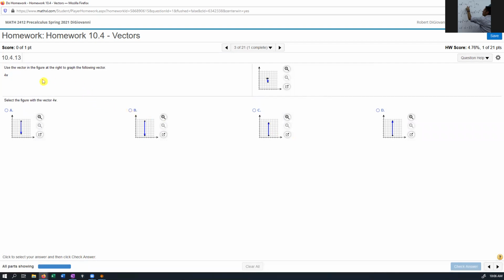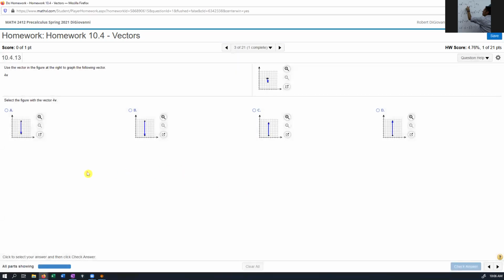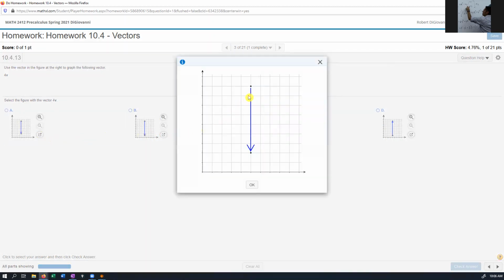Okay, next one. Use this figure to figure out what 4v is. If this is v, then 4 times v is going to stretch it out, make it 4 times as long. So it's going to look something like this instead. So let's see here. Can't be that one because that one is pointed up. This one's pointed up. This one's pointed down. What are the difference between these two? So how long is this one? The original one was 2 of these, so it should be 8 now. So it can't be that one.